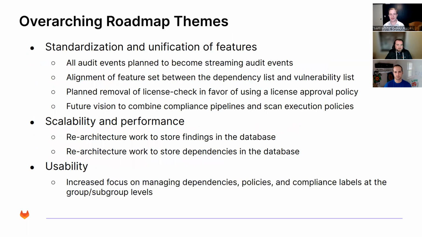Just to wrap it up, I want to highlight some of the overarching roadmap themes that I've seen across all three of our groups. If we look holistically across all of those areas, we see a large theme of standardization and unification of features, where we're working to bring alignment and feature parity across the board and make things consistent and simple to use. We see that with streaming audit events. We see that in aligning the dependency list and the vulnerability list. We see that in moving towards license approval policies and away from license check. And we also see that in our future vision to combine compliance pipelines and scan execution policies.